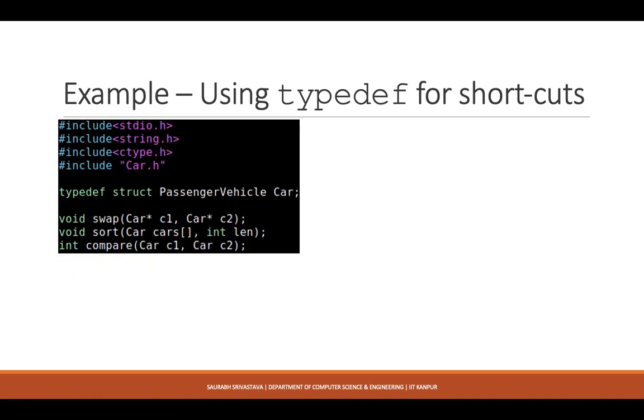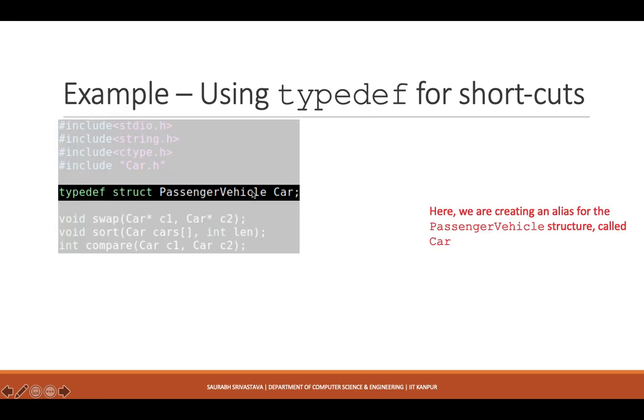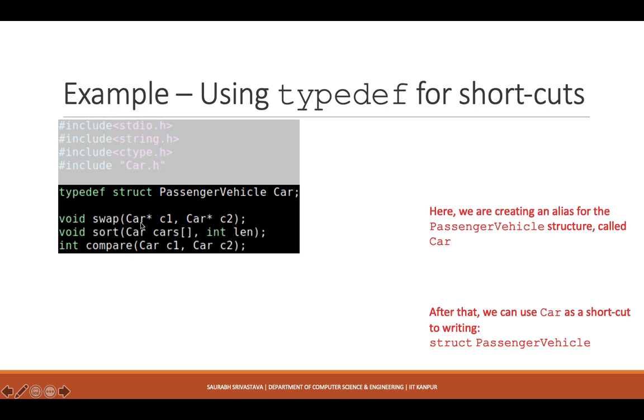So this is an example of the typedef keyword. I'm creating an alias called car for struct passenger vehicle, and from there onwards, I can simply use this car, right, as if this is the name of a different type. It's as if it's the name of a primitive type, like int, char, float kind of thing. So once I do this typedef, I can use it something like this. I don't need to put the struct keyword or the name of the structure itself.